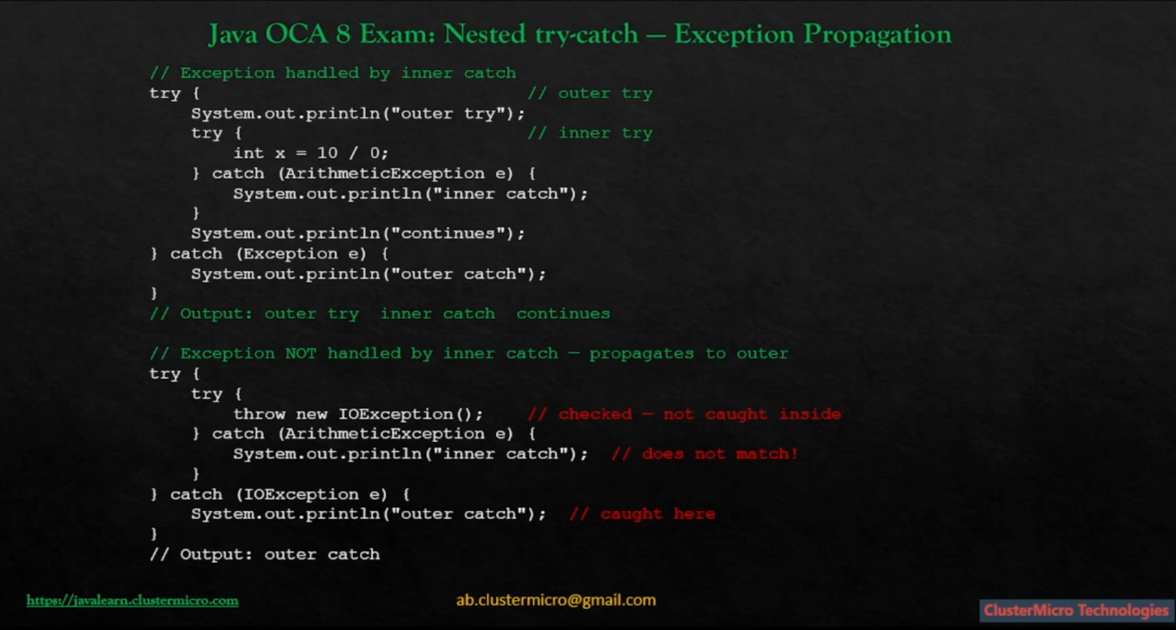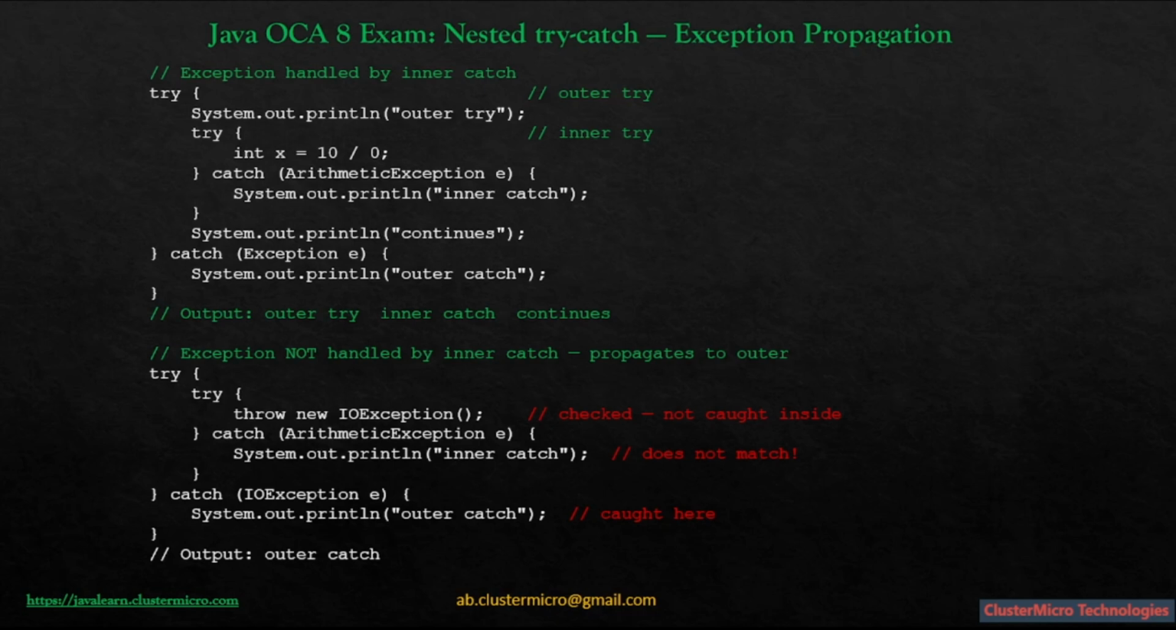So here we have a try, and then throw new IOException, then catch ArithmeticException e, System.out.println inner catch, then catch IOException e, and System.out.println outer catch. So here what happens is that we enter the inner try and throw an IOException. Java looks for a matching catch block in the inner try. It finds catch ArithmeticException, but IOException is not an ArithmeticException, so there is no match.